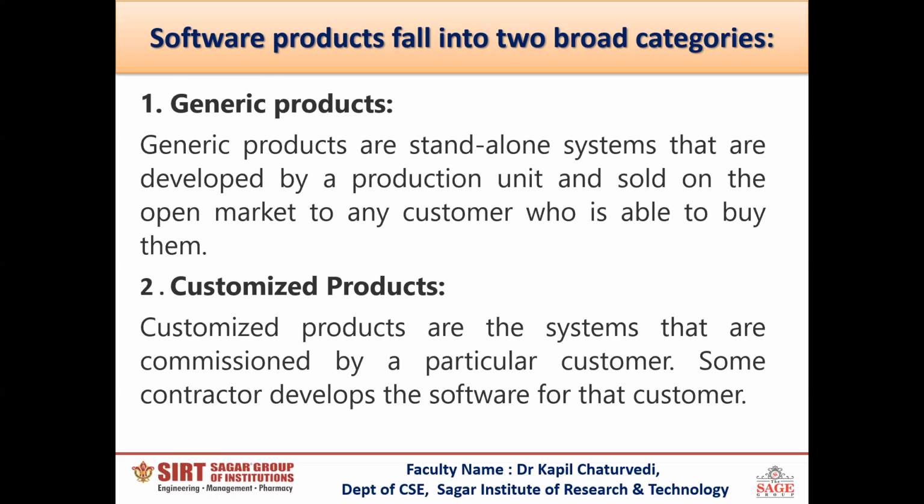But if we want to categorize the software into different categories, we can divide it into two categories. The first one is generic product and the second one is customized product. Simply, generic products are the products which we develop once and deploy on the client side, like the calculator and the calendar which you are using in your cell phone.